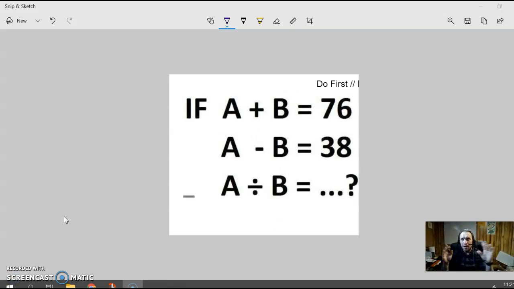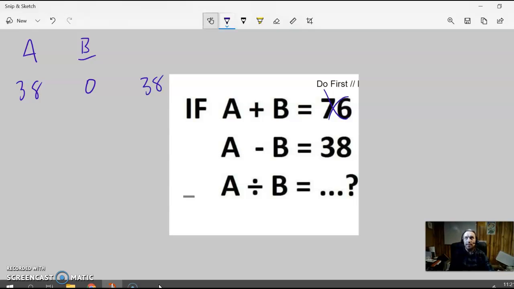So hopefully you tried this out, but if you're struggling, think about this a couple of ways. Some number a minus b is 38, and some number a plus b is 76. So what are some numbers that are 38 apart from each other? Well, if a was 38, b would have to be 0. But if I added those together, I would get 38, so I'm nowhere near 76.